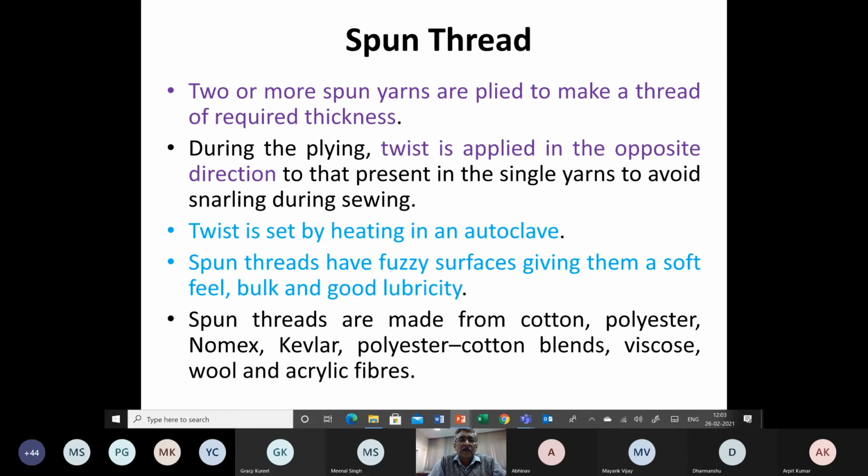So during plying, the twist is applied in the opposite direction to that present in the single yarn to avoid snarling. Anyone has an idea about what is snarling? Can you see the thread I am holding? Yes, sir.